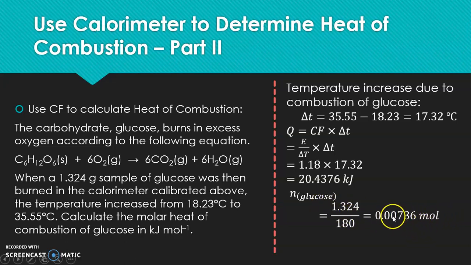So 0.00736 mole of glucose combusted released 20.4376 kJ of heat. Now, what's the molar heat of combustion? Well, you just put the amount of heat released over the amount of glucose that was used, and as a result, the heat of combustion for glucose determined in this particular experiment is 2778.53 kJ per mole.